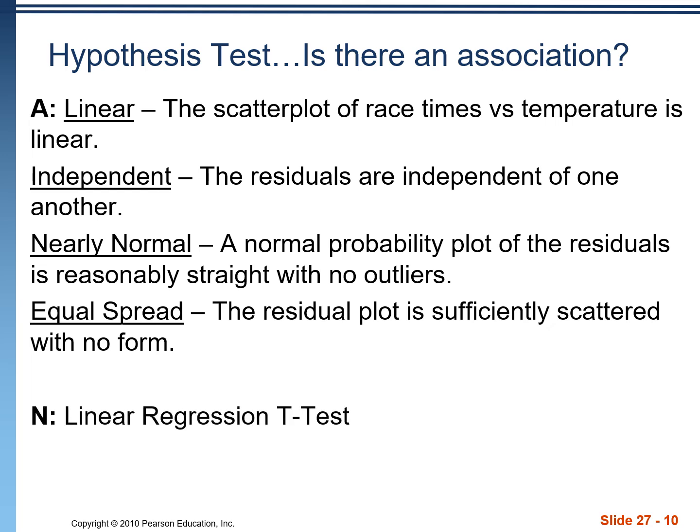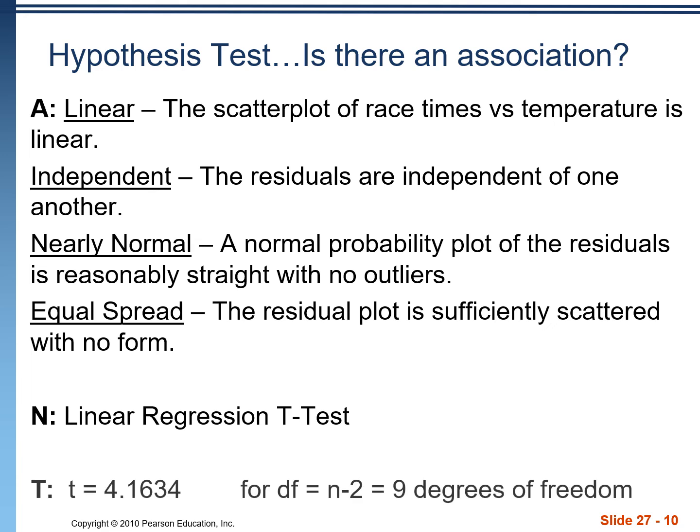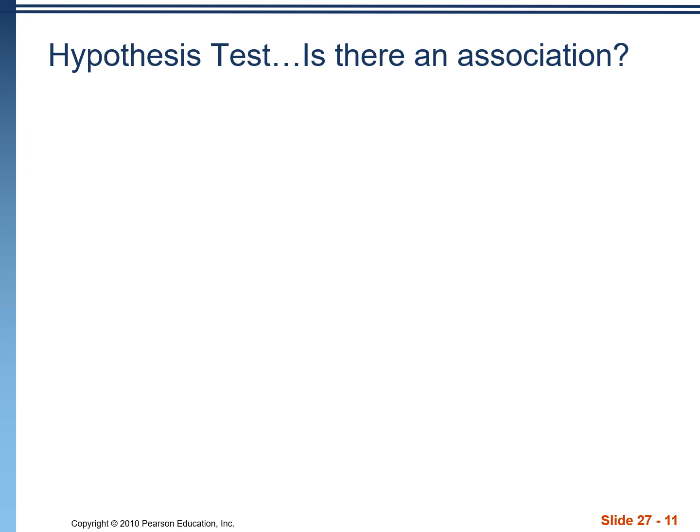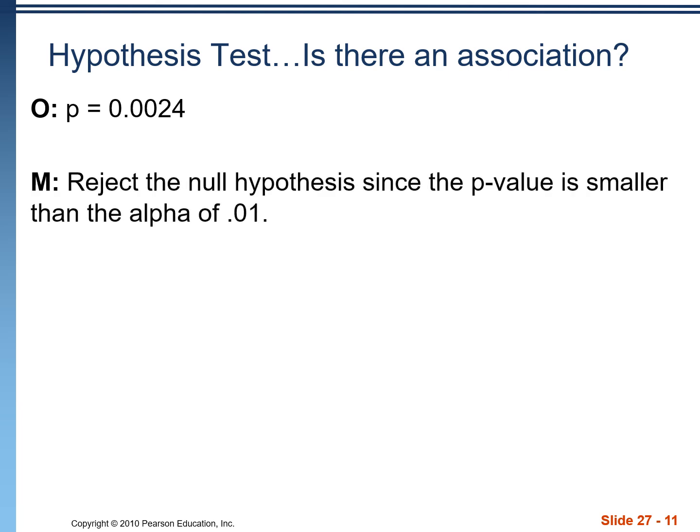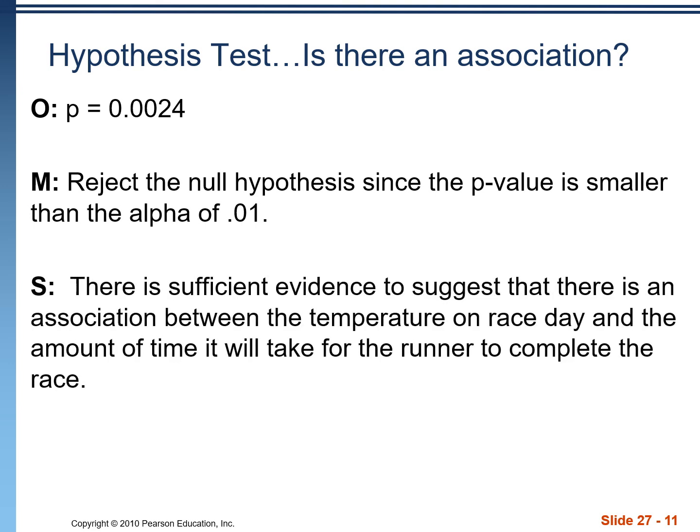Name the test. This is a linear regression t-test. You'll find this in the same list as all your other tests. And when we run it, we'll get a t-score of 4.1634. Degrees of freedom are a little different than usual because this is n-2 instead of n-1, for 9 degrees of freedom. P-value 0.0024, and from here on out, we're familiar. We're going to reject the null hypothesis since the p-value is smaller than the alpha of 0.01. If it gives us an alpha, which it did, we should reference it in this step. There's sufficient evidence to suggest that there's an association between the temperature on race day and the amount of time it will take for the runner to complete the race.